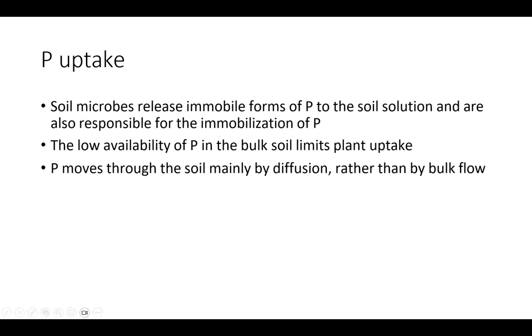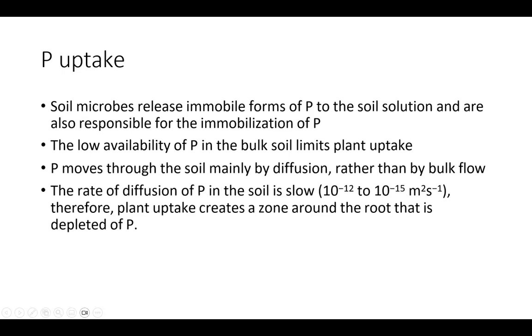The rate of diffusion of phosphorus in the soil is slow. We're looking at 10 to the minus 12 to 10 to the minus 15 meters per second. 10 to the minus 12 meters per second would be 10 to the minus 9th millimeters, or 10 to the minus 6th microns, which means it is not moving very fast. This therefore creates a zone around the root that becomes depleted of phosphorus. The root must extend out around that area in order to find it.